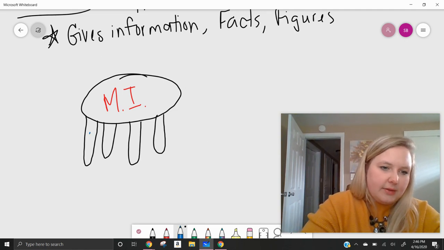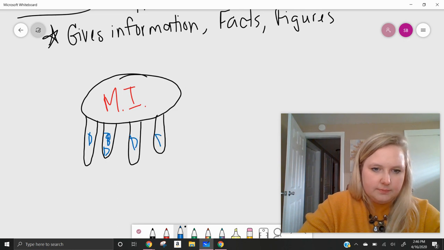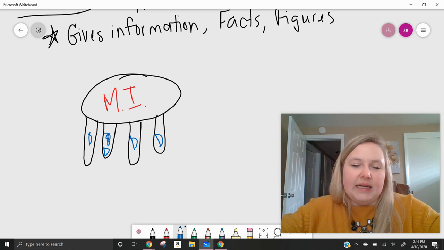They work together. Okay, this is a D in here. These are all, oops, that looks like a P, but this is actually a D for details. They always support that main idea.